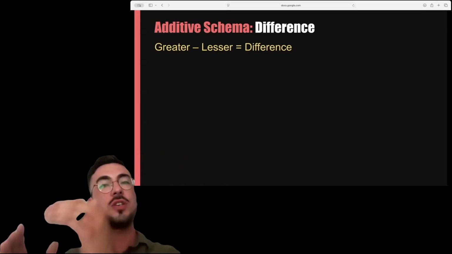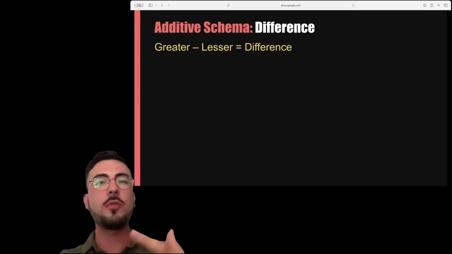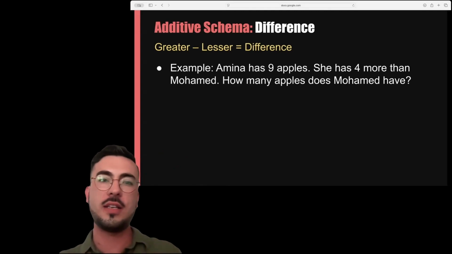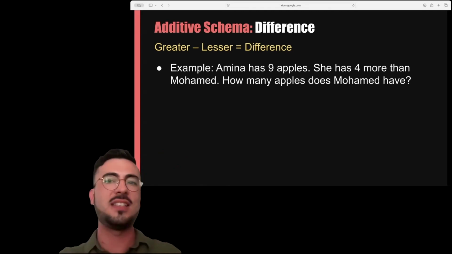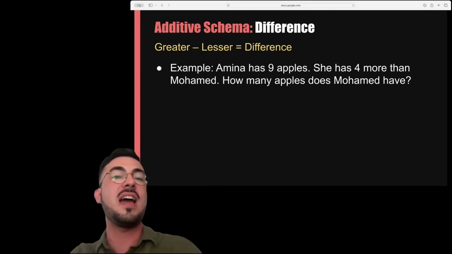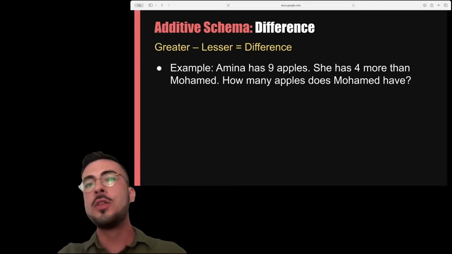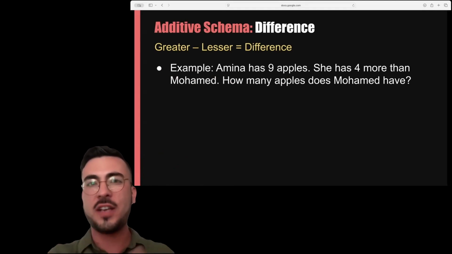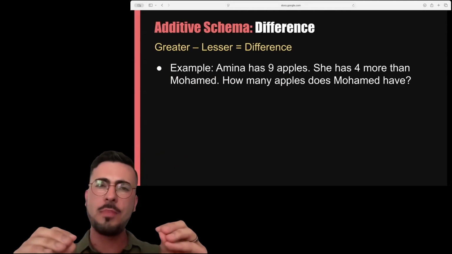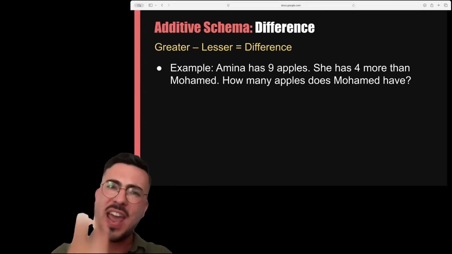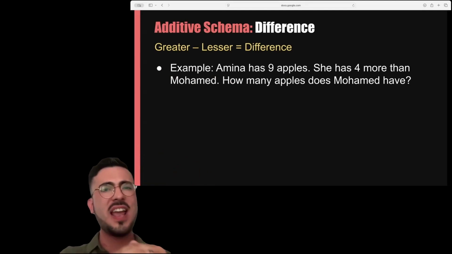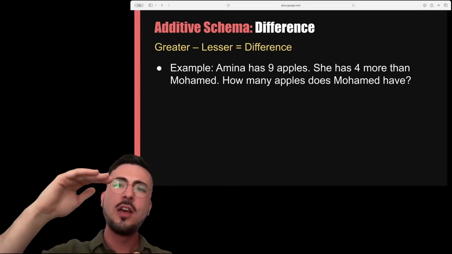Greater minus lesser equals difference. So these are for problems where we're comparing two quantities. We had that example. Amina has 9 apples. She has 4 more than Mohammed. How many apples does Mohammed have? The student, instead of relying on an ineffective keyword strategy, can look at this problem and go, wait a minute, I am comparing. Amina has this many apples. Mohammed has this many. Okay.